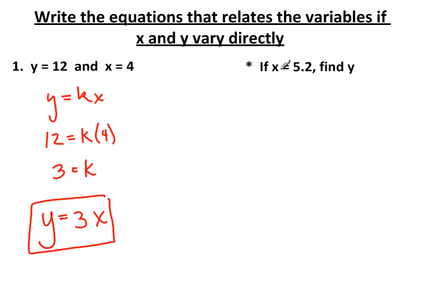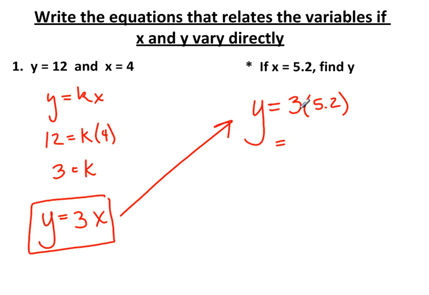Now they ask a follow-up question. If x equals 5.2, find y. So I'm going to go back to the equation that I now have: y equals 3 times my x, which is 5.2. If I multiply this out, I should get 15.6. So y equals 15.6 when x equals 5.2.